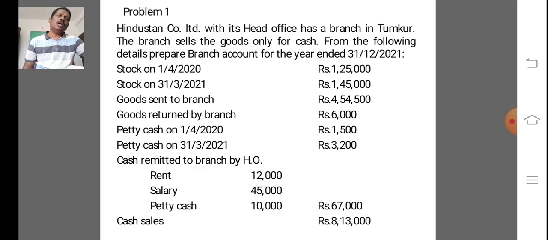Okay, I am taking problem number 1. Hindustan Company Limited with its head office has a branch in Tumkur. The branch sells the goods only for cash. From the following details, prepare branch account for the year ended 31/12/2021.